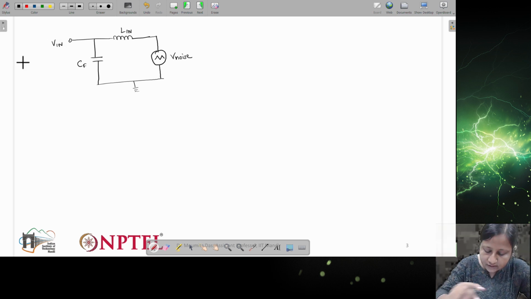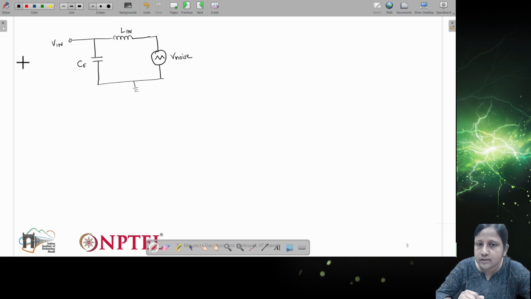This Vin means the input which is going to the converter, right? And V noise is the noise source which is after the actual source. Then we connect this LC filter so that these noises can be reduced. This is with respect to the passive filter. So as per the cutoff frequency, we generally design the values of this LC filter.